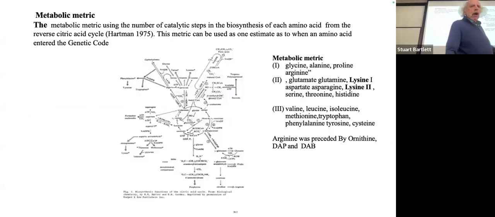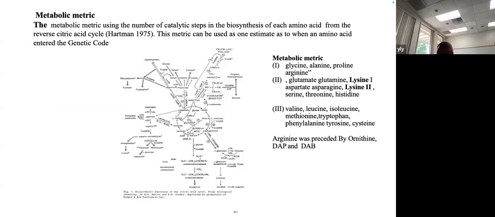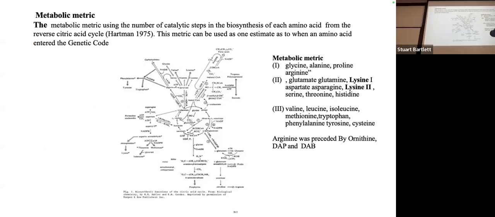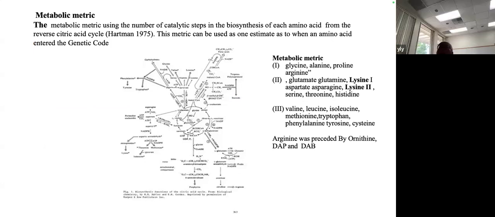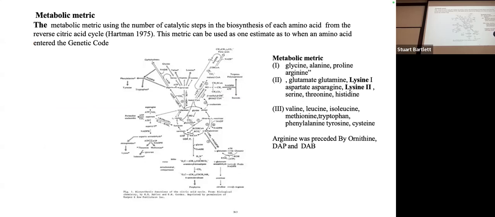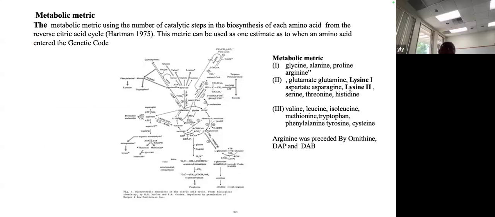And this was the metabolic matrix, that is, the amino acids that are coming off of the citric acid cycle are coming off with lysine, alanine, proline, and arginine, and then glutamic and number 2, and then number 3, valine, leucine, isoleucine, methionine, etc. The interesting thing is that the first one is structural, the second one is hydrophilic, and the third one is hydrophobic.